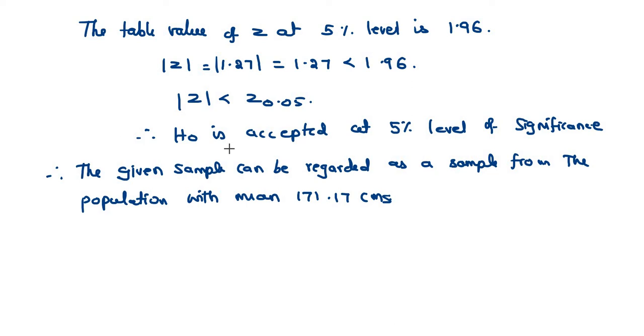Our H0 is mu is equal to 171.17. That is, this sample comes from the population with mean 171.17, is the inference.